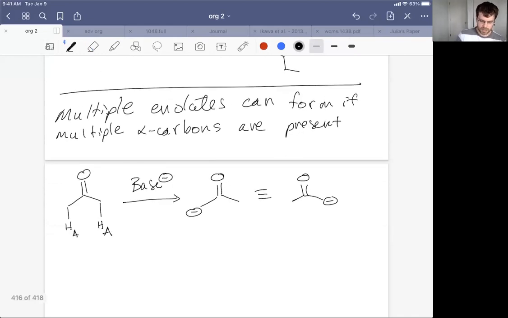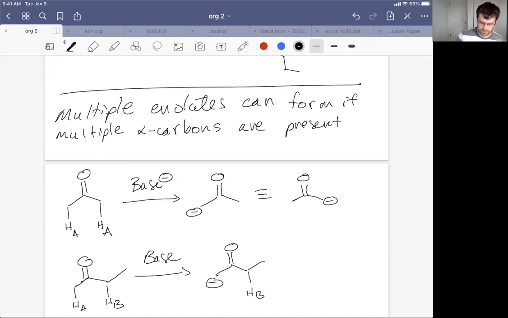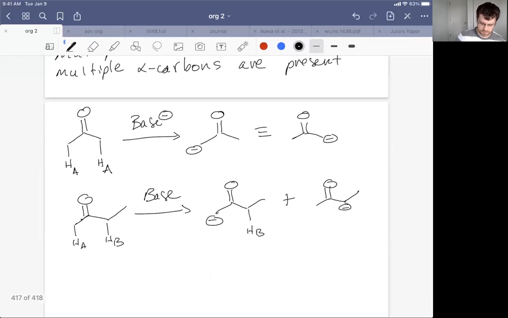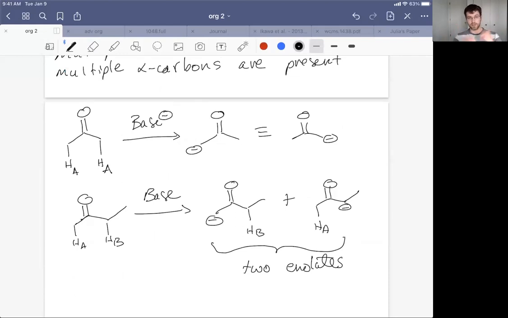They behave the same. But if we destroy the symmetry, then all of a sudden we've got an HA and an HB. And if we treat with base, then we get 2 enolates that are not equivalent. So remember, base is going to replace the alpha hydrogen with a negative charge. In this case, we get 2 different intermediates. Two enolate intermediates that can form. They're both enolates. One you could call A and B. That's because we have 2 different alpha carbon atoms.